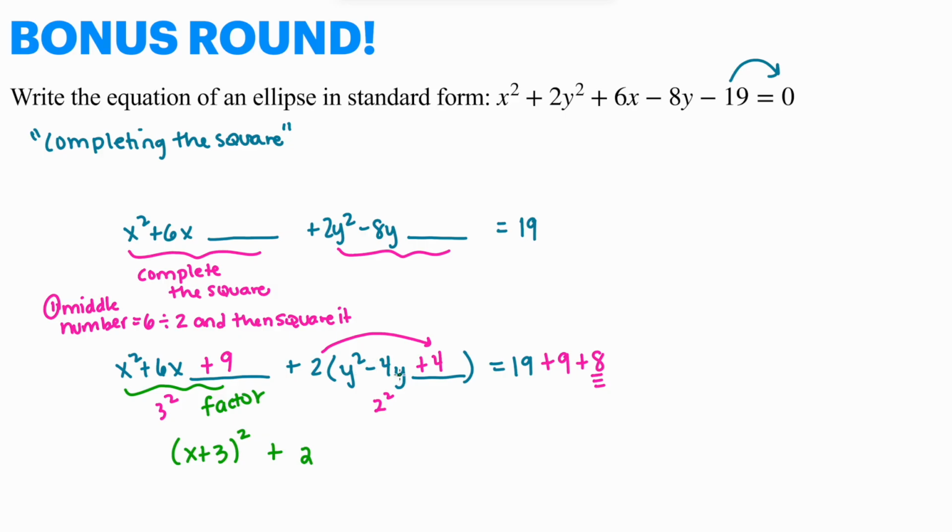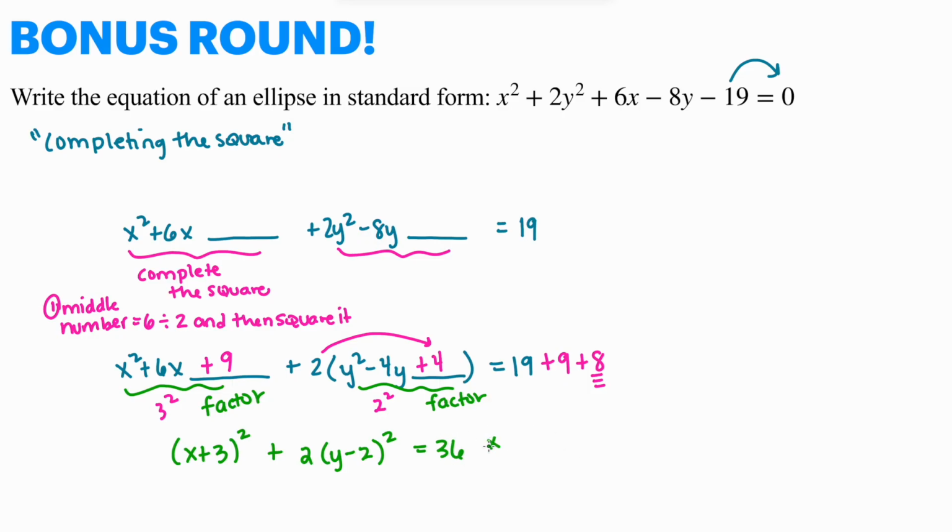If I was to do the same thing with the y's, I would get y minus 2 times y minus 2 because negative 2 and negative 2 give you negative 4, but when you multiply you get a positive 4. And y minus 2 times y minus 2 is the same thing as y minus 2 squared equals 36.